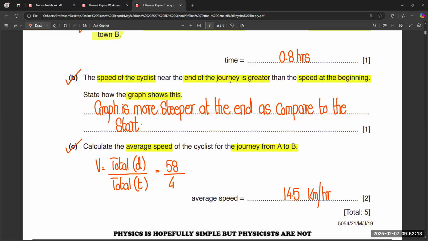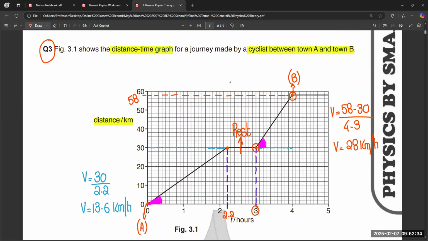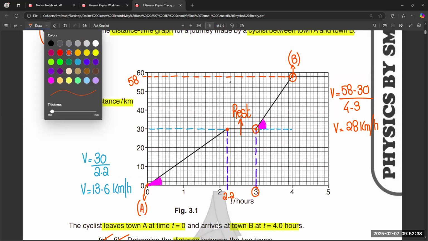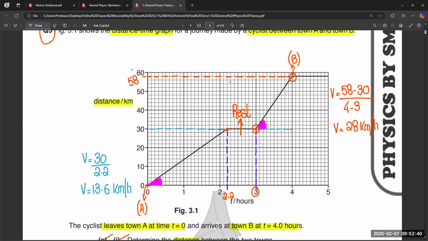Any confusion? Any question? Why have you divided 58 by 4? Basically we need to find out the average speed. Average speed means total distance divided by total time. So total distance covered by the body in this graphical representation is 58. We already discussed.